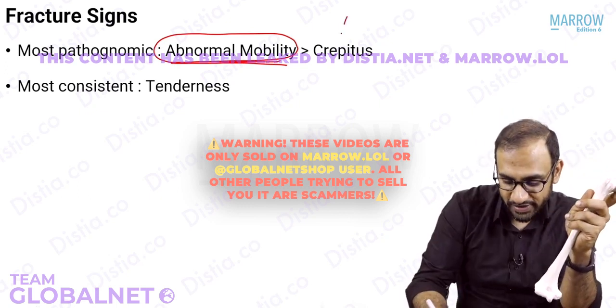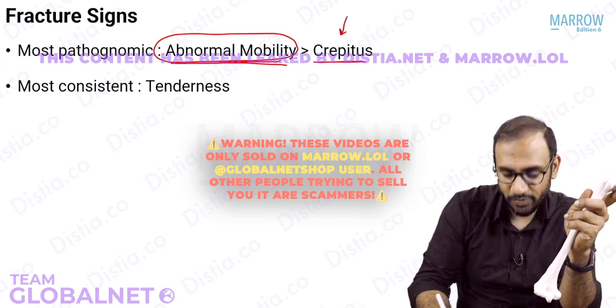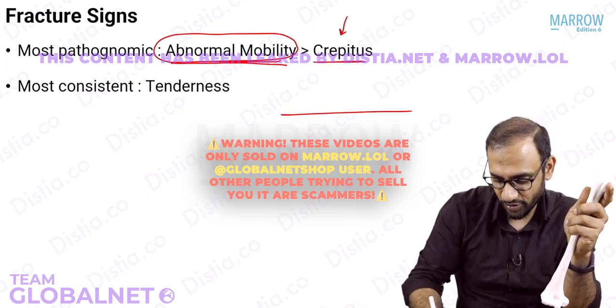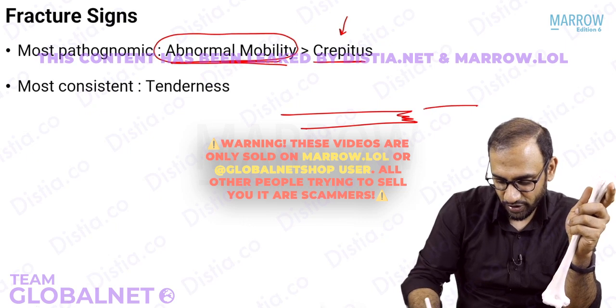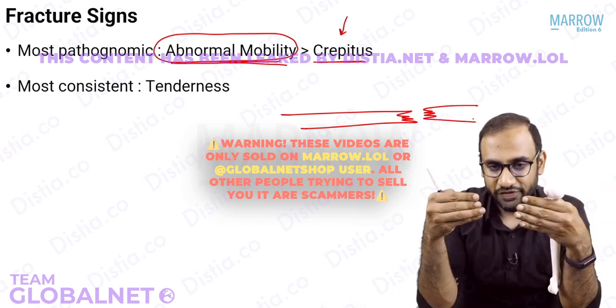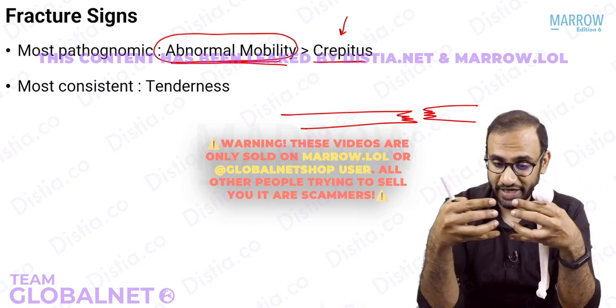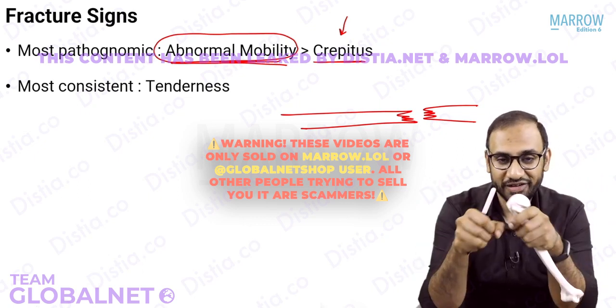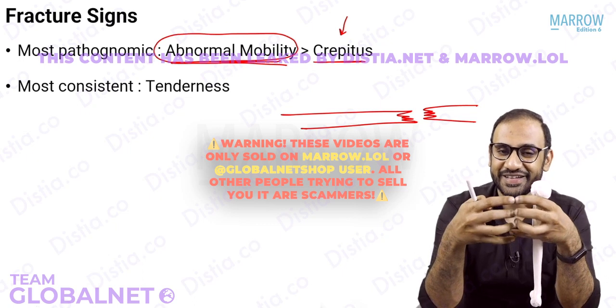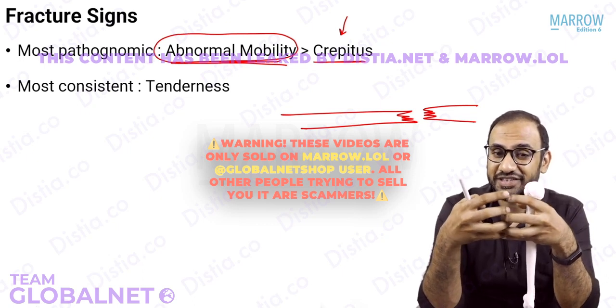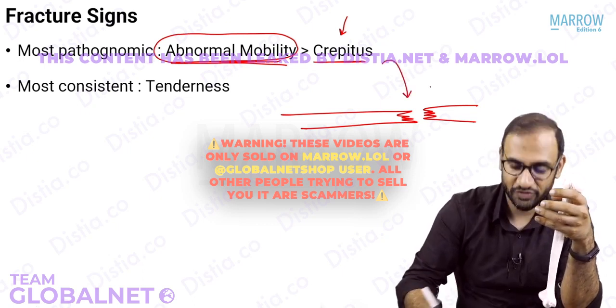Now, in olden days, crepitus was considered as a pathognomic sign. What is crepitus? Suppose this is the bone, fractured. Now, when the bone is fractured, there are ends of the bone which are serrated like this. Now, when you rub against each other, you will feel crepitations. This is known as crepitus of a fracture.